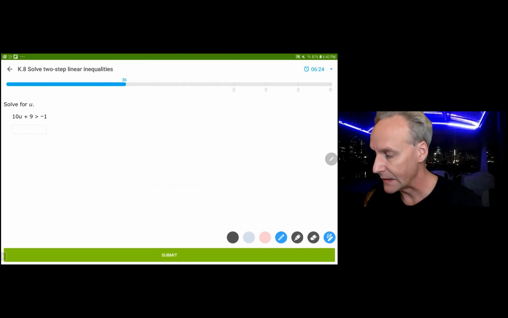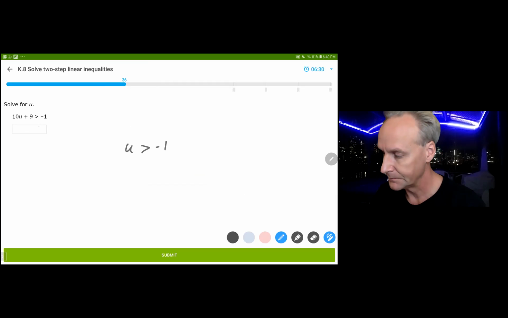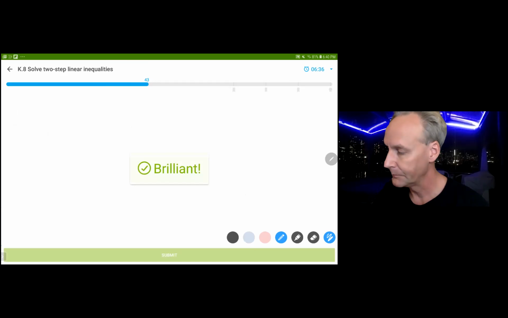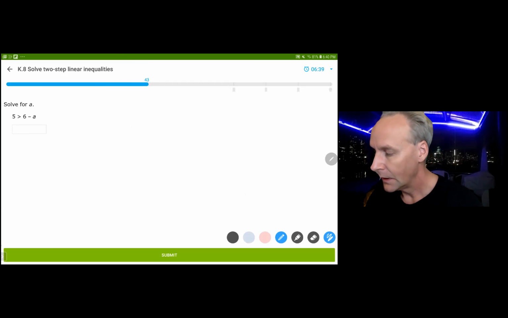I'm going to subtract 9 from both sides, and then I'm going to divide by 10, and I'm going to get u is greater than -1. If you want to work it out, please do. This one's a little different. This is a good one. I want to show you something.